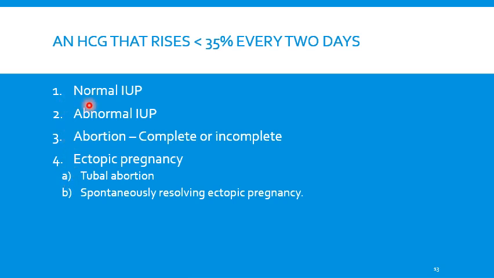It could be a normal intrauterine pregnancy. If that is so, it will show up in a repeat ultrasound. It could be an abnormal intrauterine pregnancy. The repeat ultrasound again may not show an intrauterine pregnancy. It could be an abortion, either complete or incomplete, or an ectopic pregnancy which has undergone abortion, tubal abortion, or an ectopic which has spontaneously resolved.